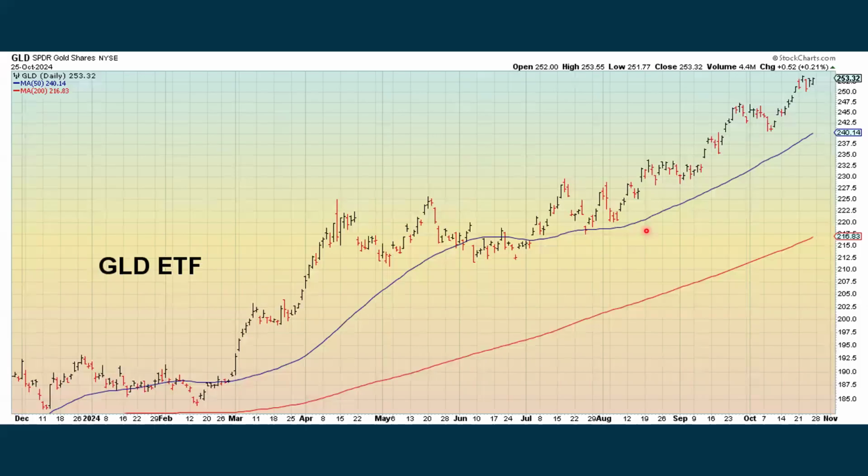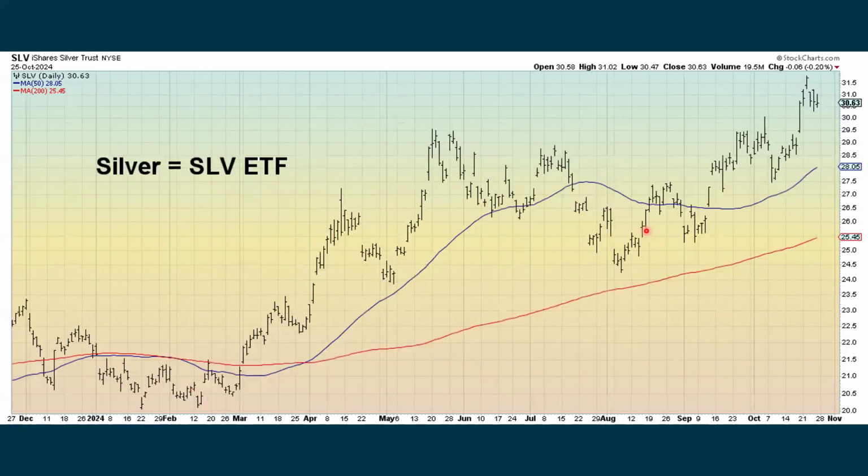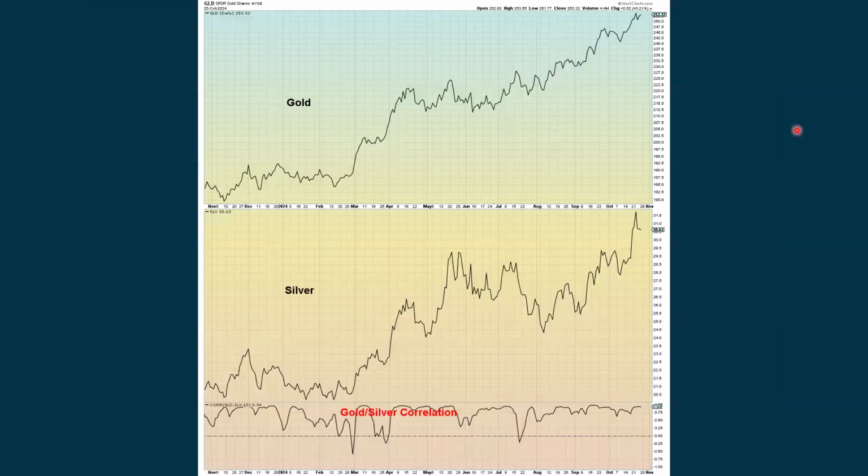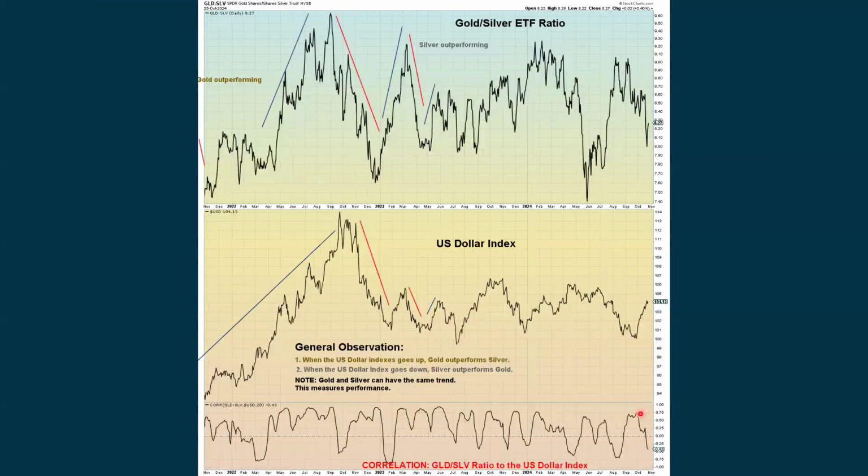Gold is coming off just setting a recent all-time high with the ETF. Silver is also in an uptrend, even though it's been pulling back lately. We look at the closing price of gold and the closing price of silver, and they're still having a pretty strong correlated relationship with each other, which only makes sense. And then we look at a gold to silver ratio on top. When this is going up, that means gold's outperforming. When this is going down, that means silver's outperforming.